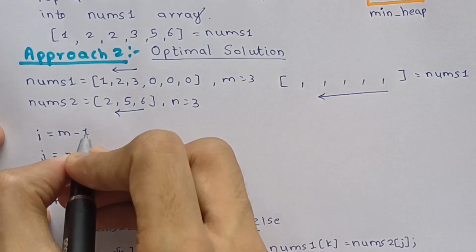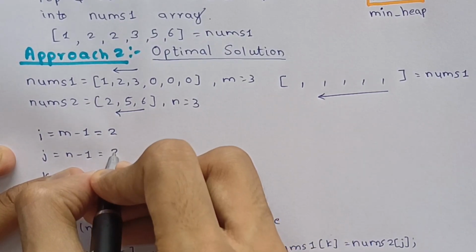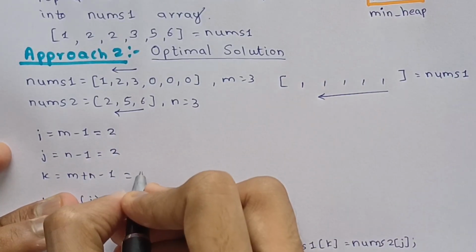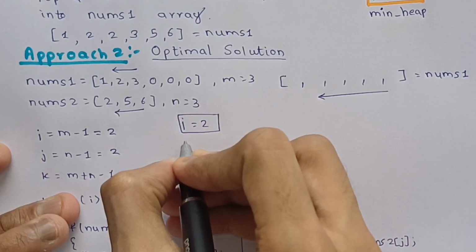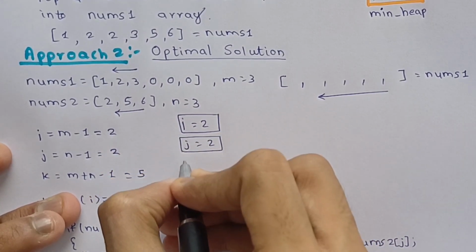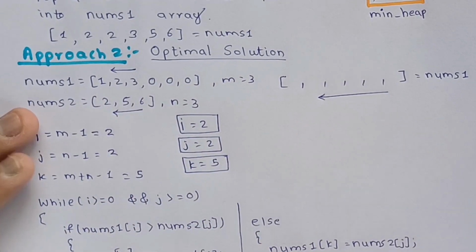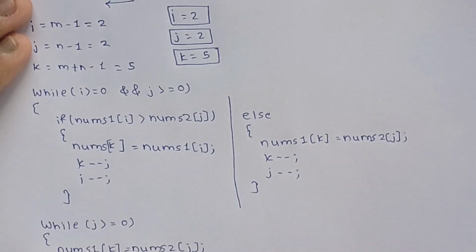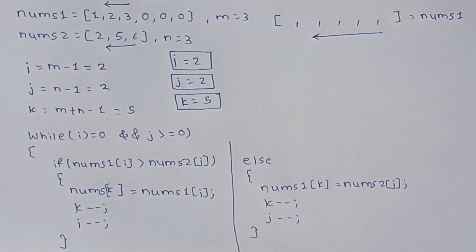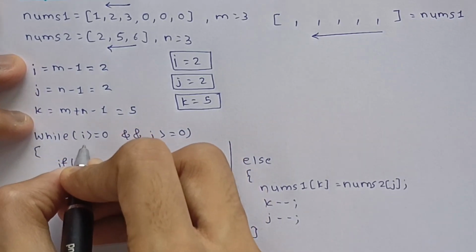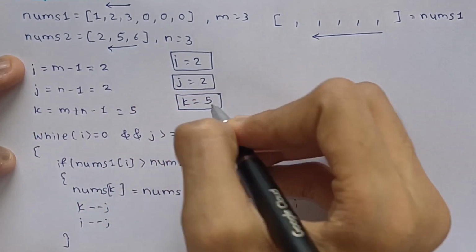So here i is equal to m minus 1, which in this case becomes 2, and j is n minus 1, meaning 3 minus 1, which is equal to 2, and k is m plus n minus 1, which is 6 minus 1, equal to 5. Now we have three values: i is equal to 2, j is equal to 2 and k is equal to 5. Now I will show the code and run it, so you will understand it better. I think you are able to see the code. While i is greater than or equal to 0 and j is greater than or equal to 0. Now our i is 2 and j is also 2.